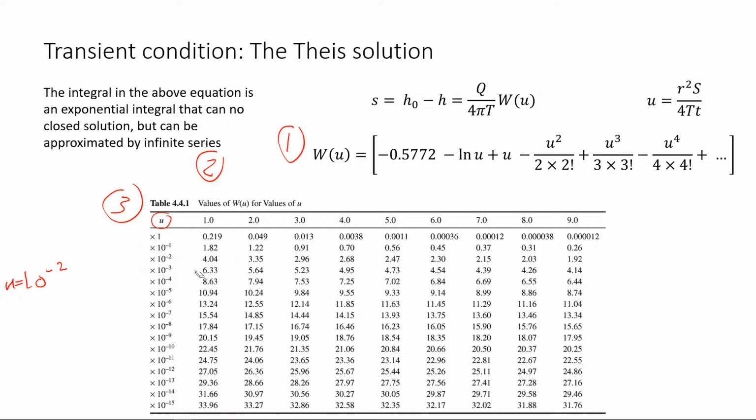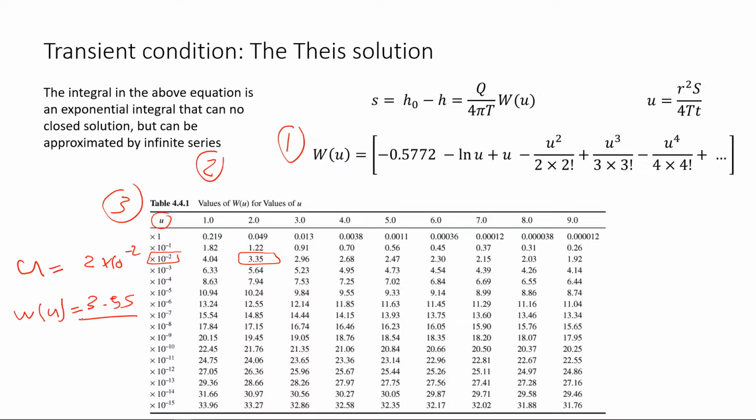Let's make it a little bit more interesting. I will say the U value is 2.5 times 10 to the power minus 2. So how you use this table, you go to 10 to the power minus 2. This is a 2.5, so it would be something in between these two here. Or let's just make it simple, let's just make it 2, not 2.5. So you go to 2 here, and for this your W of U will be 3.55.